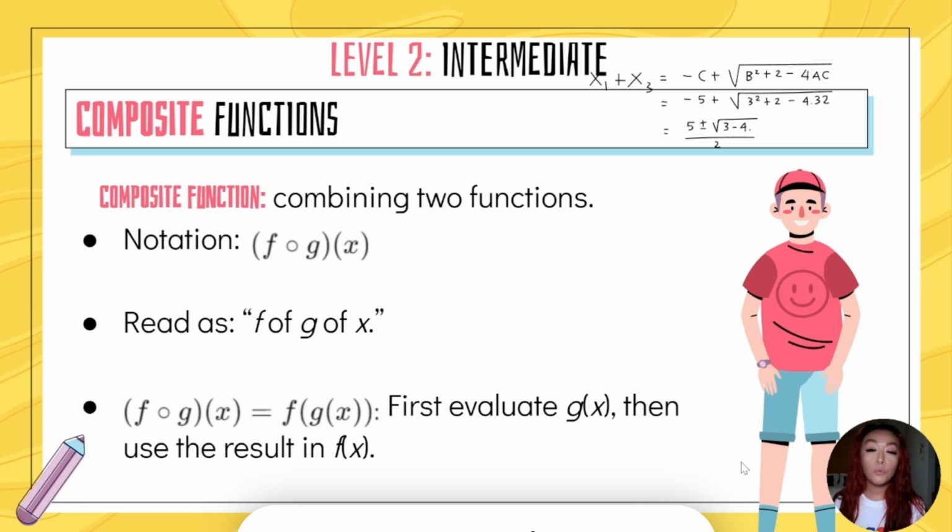There are two ways that you'll see this notation for composite functions. You'll see it this way with the f circle g, right? Or you'll see it the second way, but they're both read as f of g of x, and they both mean the same thing. So in order to evaluate composite functions in this form, first you evaluate g of x, and then use the result in f of x. We'll take a look at a few examples.